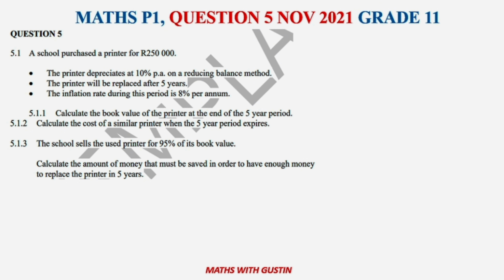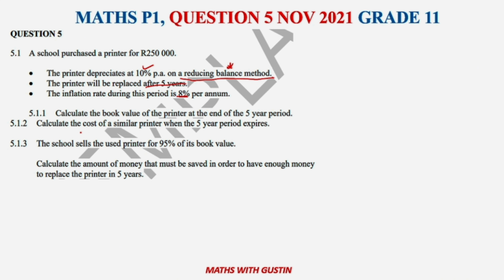A school purchased a printer at a value of 250,000. The printer depreciates at a reducing balance method. I think this also tells us which formula to use. Very critical information. And then at 10%, we understand that the printer will be replaced in 5 years' time. The inflation rate is 8%. Great stuff. So now I think we've got everything that we need.